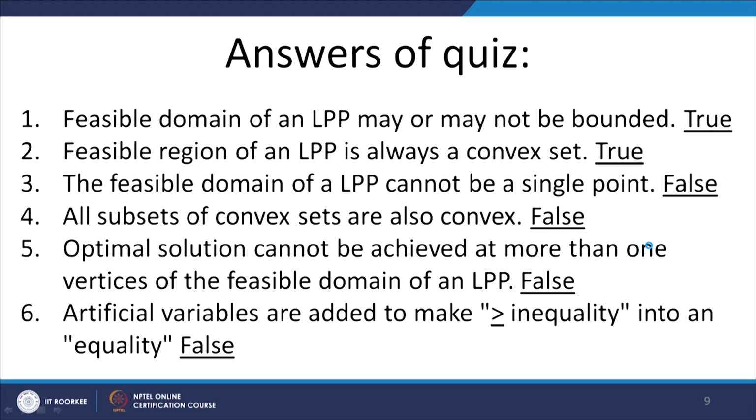You know that the feasible domain could be a bounded set or an unbounded set. So, here is an example of a bounded set. The feasible region is bounded. This is the region. And also here is an example of a feasible region which is unbounded. For example, this one. So, both situations are possible. Therefore, the answer to this question is true.